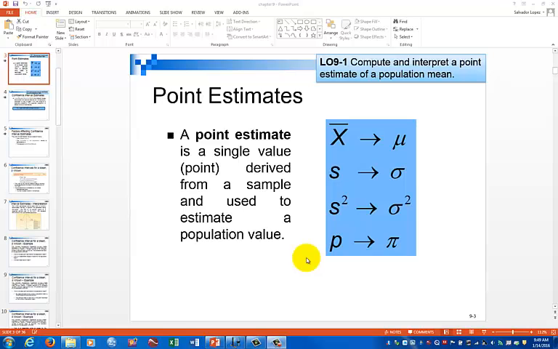In section 1 of chapter 9, we looked at how x bar is used to estimate mu. X bar is a point estimator. And once we calculate the x bar value, the actual value is called the point estimate.